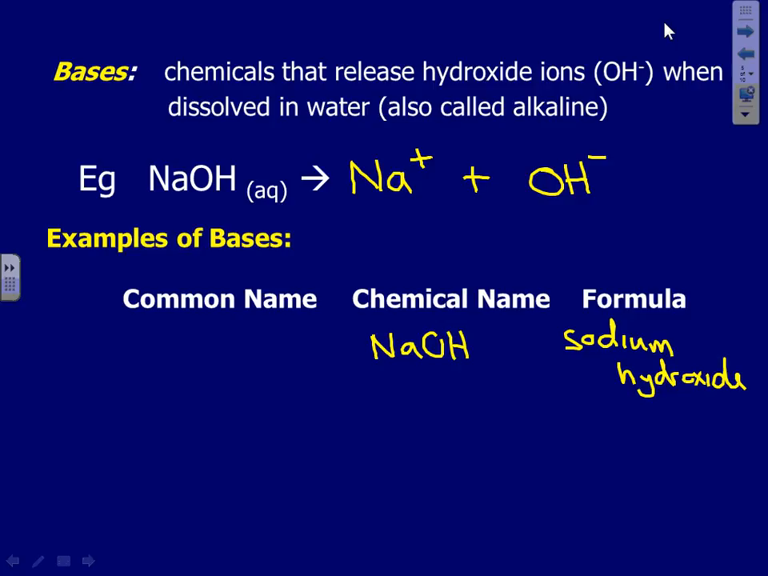Another common one would be milk of magnesia. That's used as an antacid. If you've got an upset stomach, you can take something that's called milk of magnesia, and that has some Mg(OH)2 in it. Again, you can see that it has a hydroxide, and this is magnesium hydroxide.